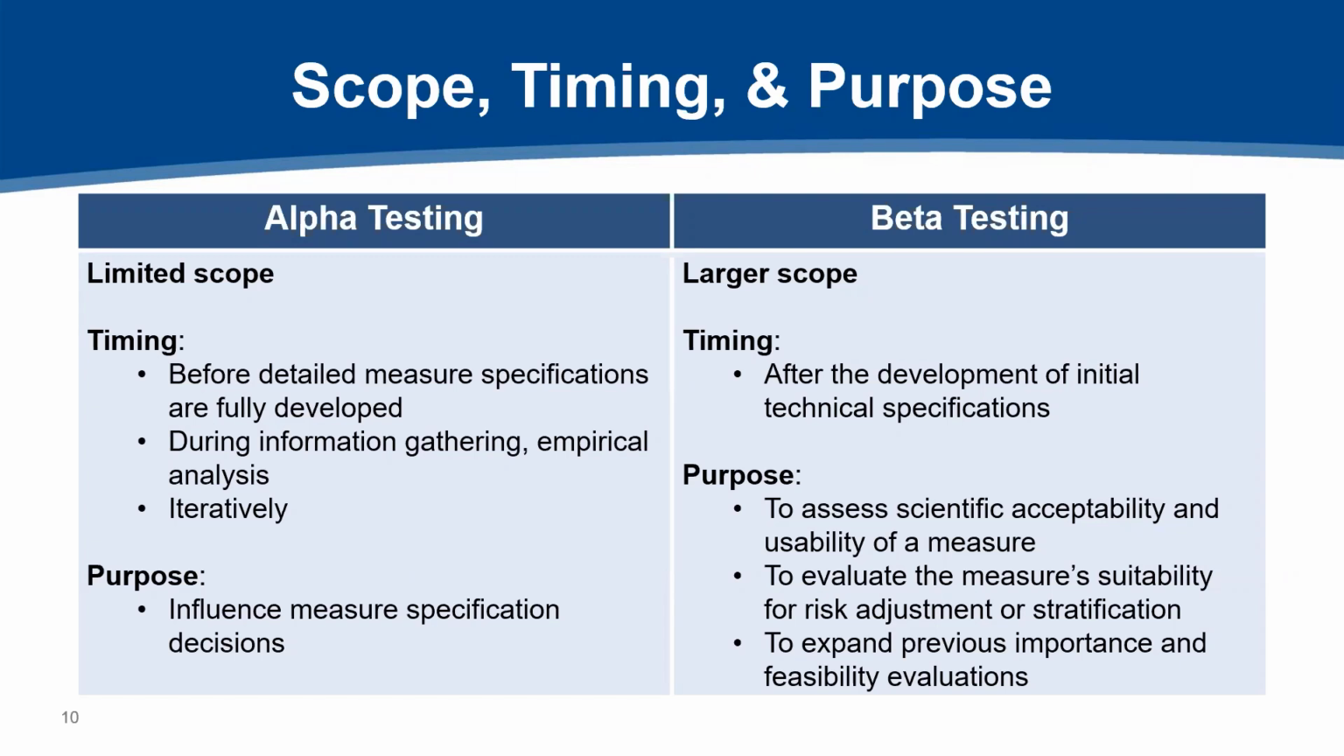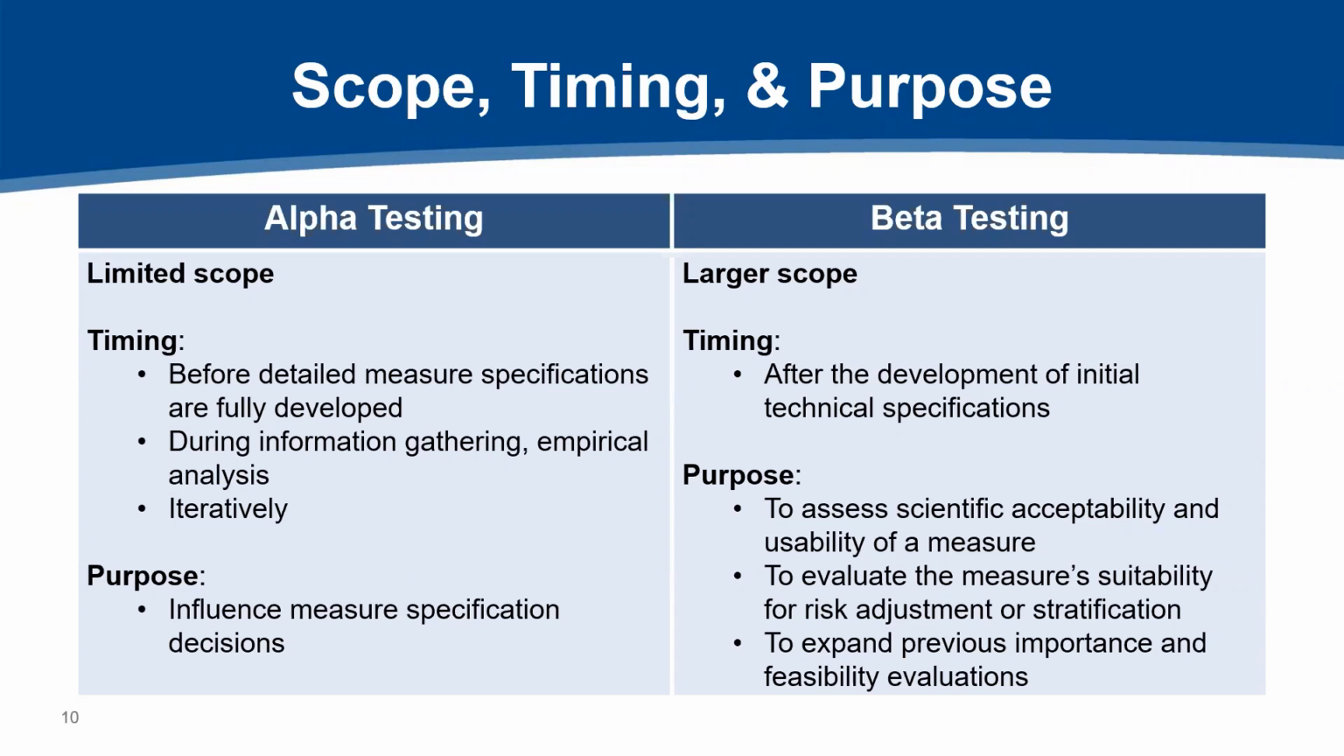In terms of timing, beta testing is usually conducted after you have a solid set of technical specifications developed, though these would still be considered draft specifications. And measure testers are often encouraged to include all potential candidate data elements, even the ones that developers suspect may be unreliable or low frequency, so that those candidate data elements can be scientifically evaluated and tweaked, or even eliminated as the measure is finalized.